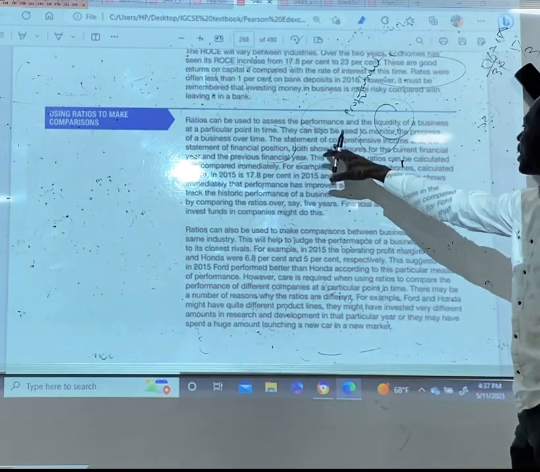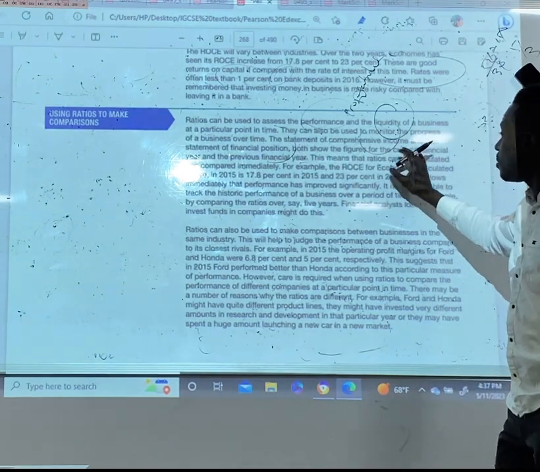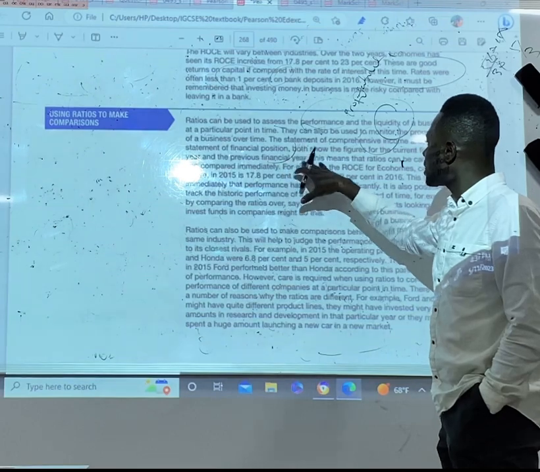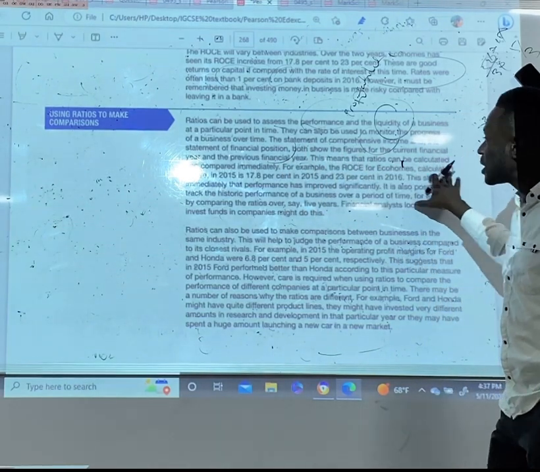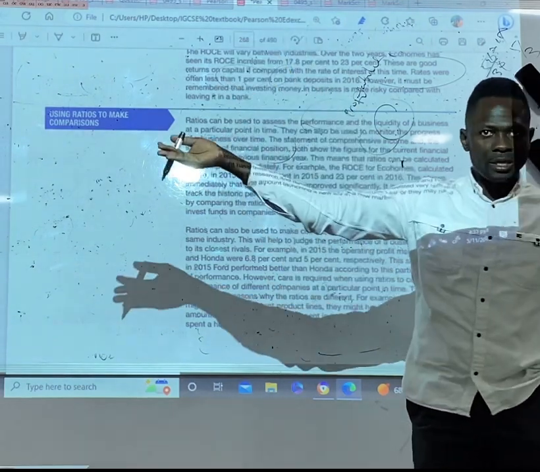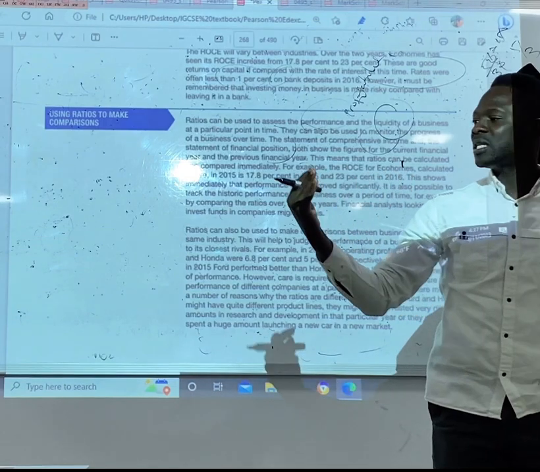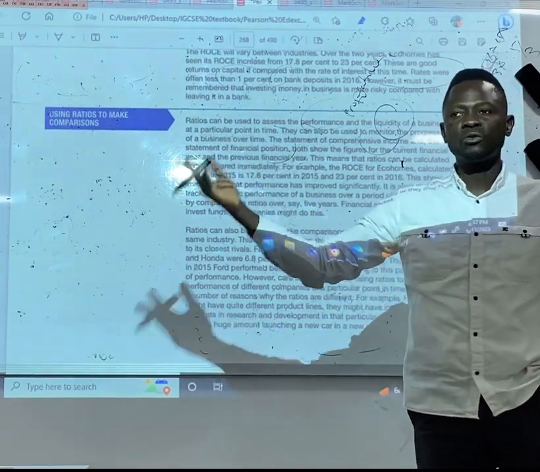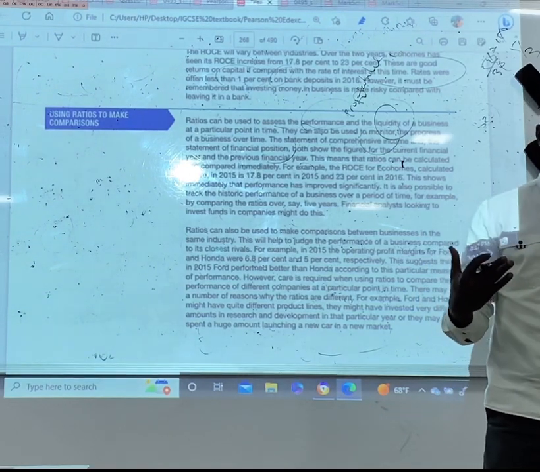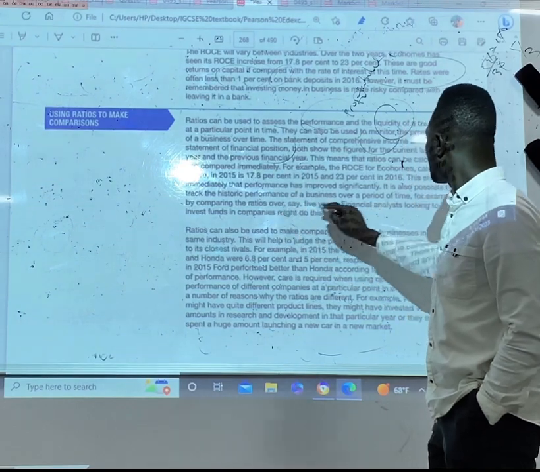Okay. So they can also be used to monitor the progress of the business over time. The statement of comprehensive income and the statement of financial position both show the figures of the current financial year and previous financial year. This means that ratios can be calculated and compared immediately. So the figures you have from 2016, you have a figure for 2017, you compare. Oh, what's our current rate? What's our liquidity ratio for 2016 now with 2017? Are we progressing or not? That is what they meant by the progress. Compare the percentage ratio.